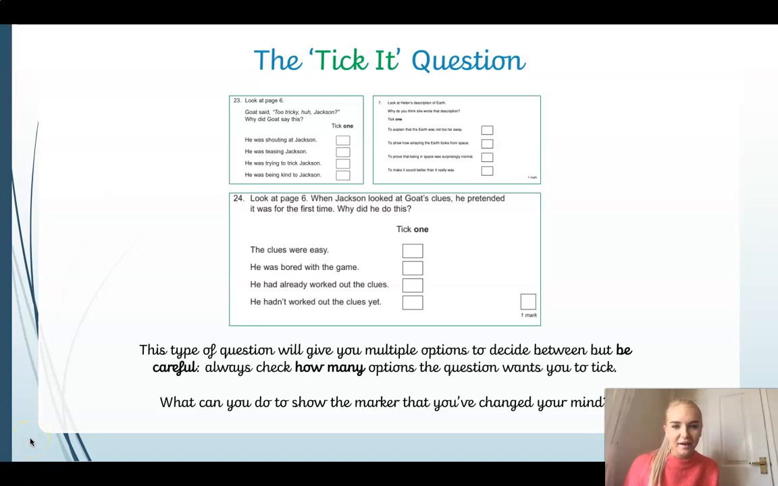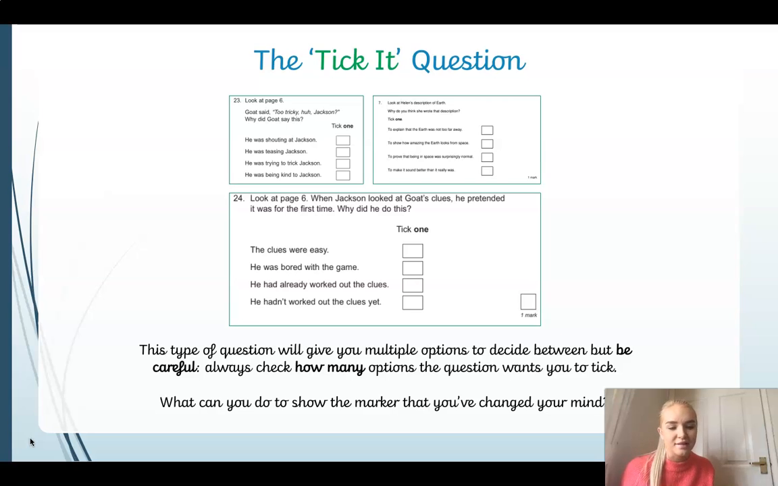Okay, so today in our inference lesson, we're going to be focusing again on this type of question, which is the tick question. This type of question always gives you multiple options to decide between, but you should always make sure you check how many options the question wants you to tick. So if it says tick one, how many are you going to tick?